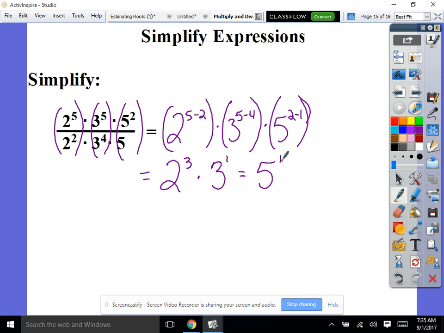And no note as to whether to leave it with exponents, so we're going to go ahead and multiply it. 2 to the 3rd is 8. 3 to the 1st is 3. 5 to the 1st is 5. Now I'm going to use a little commutative property here because I know that 8 times 5 is 40, so that I can say 40 times 3 is 120.